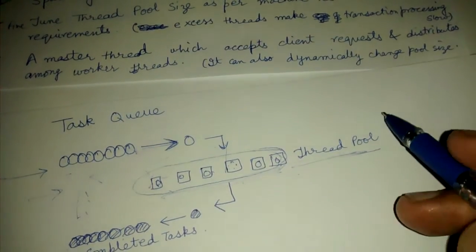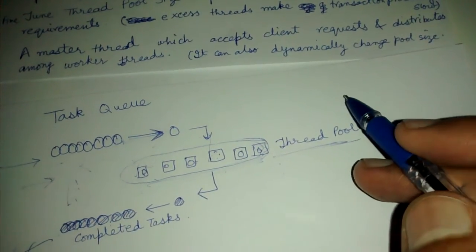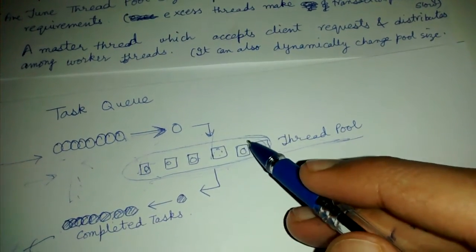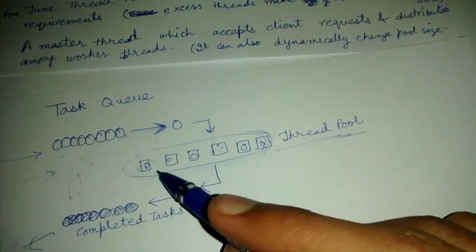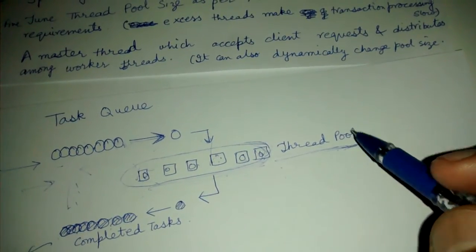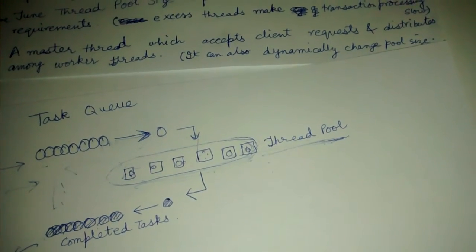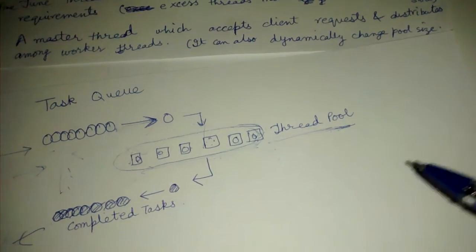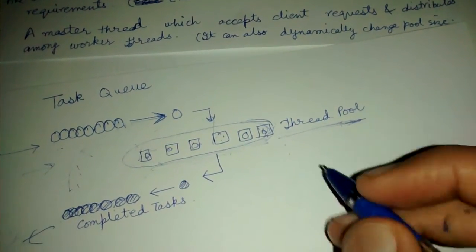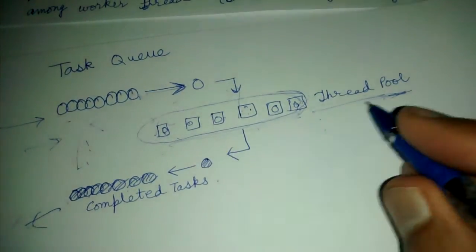But the master thread needs to do one more thing, which is very important. It needs to create those threads in the thread pool initially. So it has to start all these threads in the beginning. So that thing, the thread pool creation has to be done by the master thread, and it can also dynamically change the pool size. Let's say traffic requirement is very low, so it can decrease the pool size. Requirements increase, it can increase the pool size. All those things it can do according to a pre-specified algorithm.